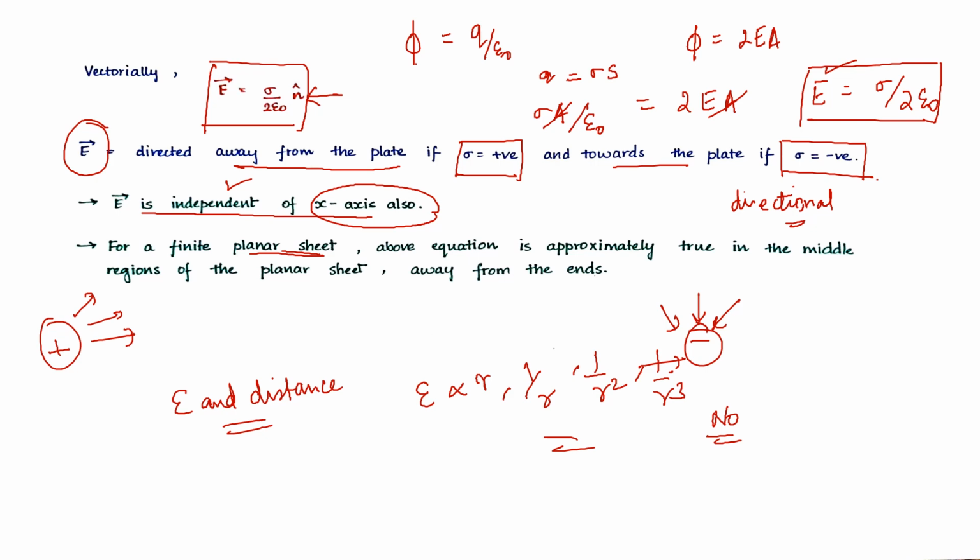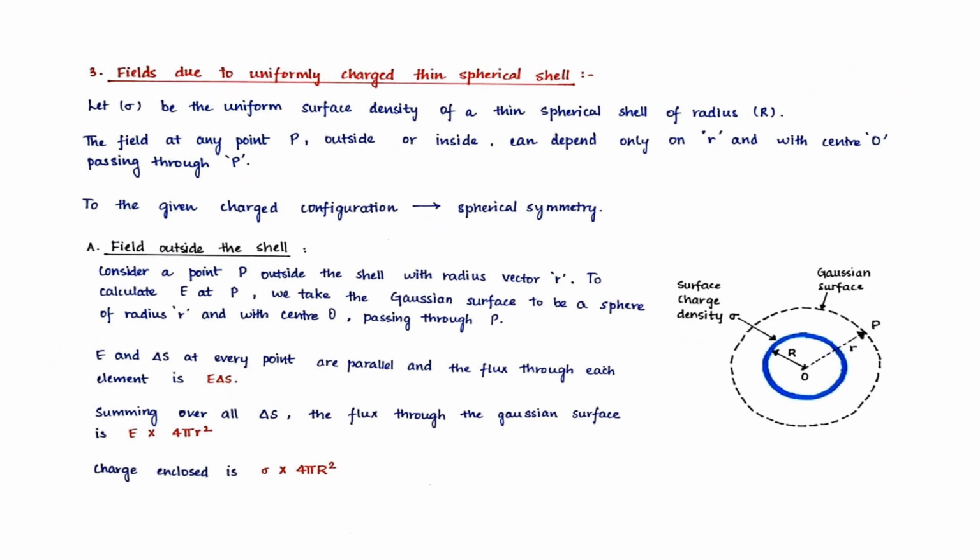Let's move to the third and the last application of Gauss's law: field due to a uniformly charged thin spherical shell. Thin spherical shell implies that it is a smaller shell where we can take the Gaussian surface inside as well as outside. It is not an infinitely long or big spherical shell. The Gaussian surface will be inside and outside.